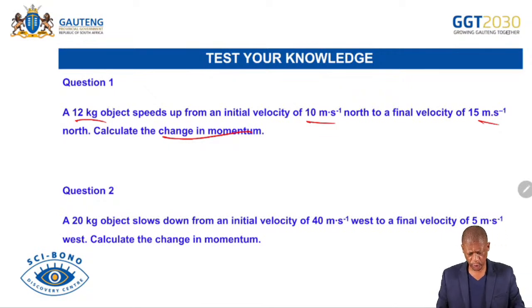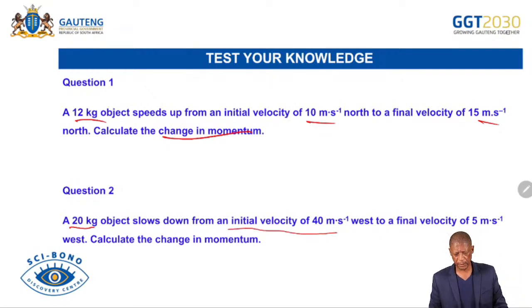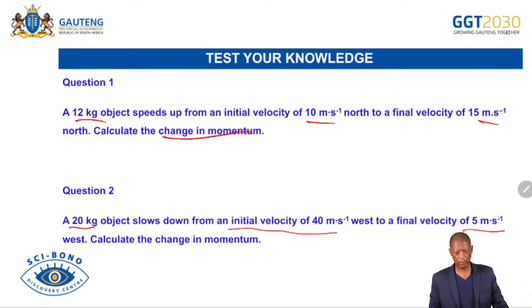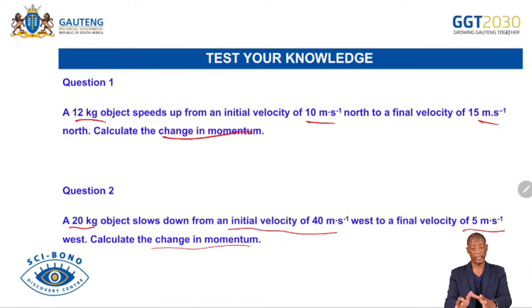All right. Question 2, you've got the mass of an object. We've got an initial velocity of 40 meters per second. They give you a direction, west. Then we've got the velocity to the west again. Then they want you to calculate the change in momentum. So this is what you're going to do. This is how you test your knowledge. Your teachers will be giving you time to do this one. I'm assessing whether you have grasped what we were talking about in terms of the change in momentum.